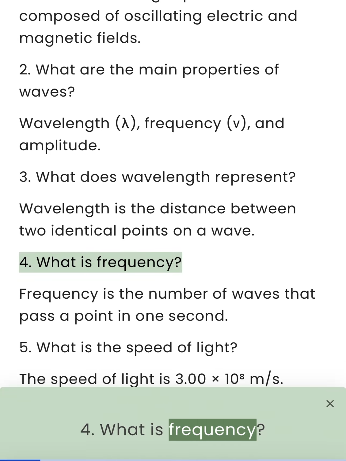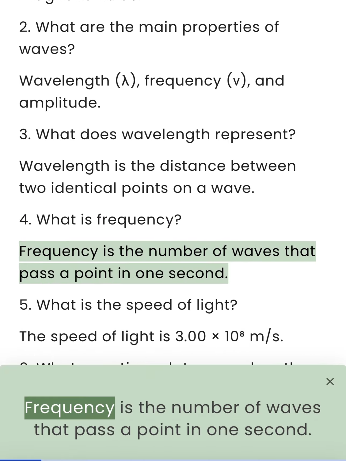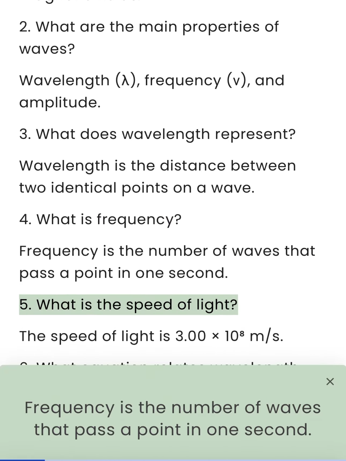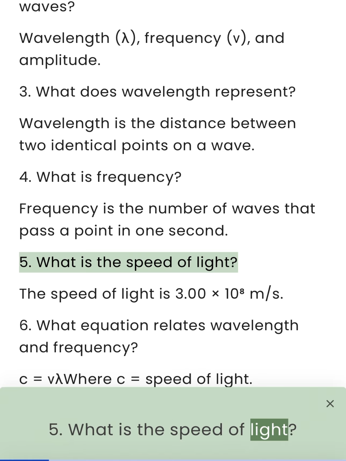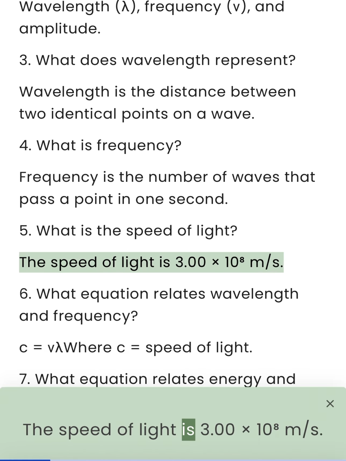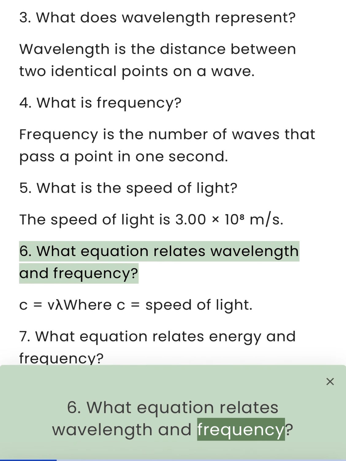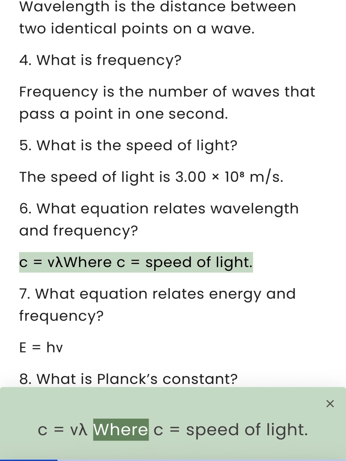4. What is frequency? Frequency is the number of waves that pass a point in 1 second. 5. What is the speed of light? The speed of light is 3.00 × 10^8 m/s. 6. What equation relates wavelength and frequency? c equals nu lambda, where c equals the speed of light.